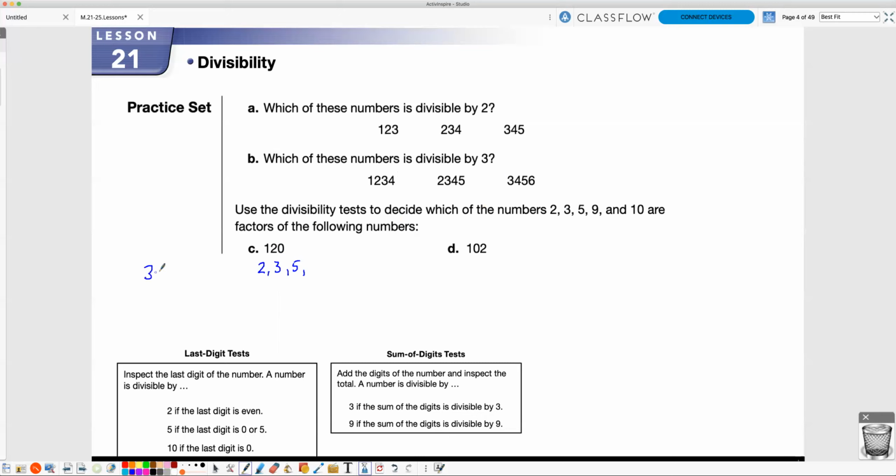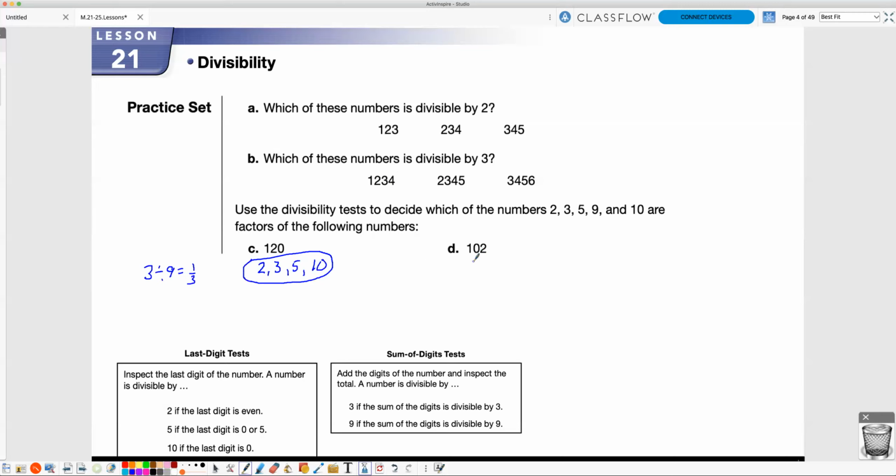9 does not work because for the divisibility test for 9, the sum of the digits has to be divisible by 9, and 3 does not divide into 9 evenly. It would end up being a fraction. It'd be 1/3. So that means 9 doesn't work for this one. And 10 does work because it ends in 0. So this would be the list. You'd have 2, 3, 5, and 10.